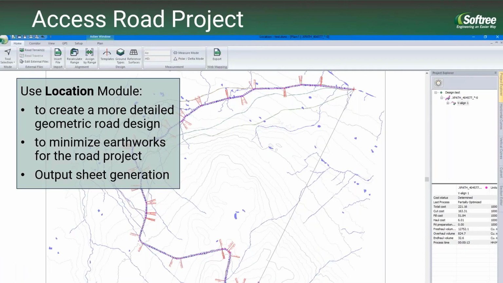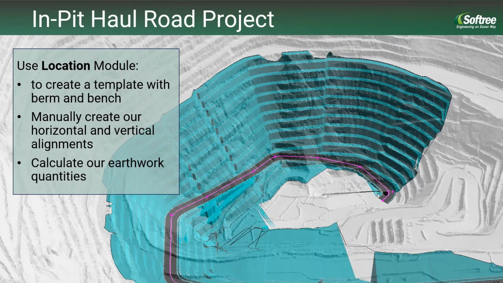So once we figure out where to put our road in the terrain module, we'll head over to locations. That's the other module of RoadEng. And this is where we can very quickly convert that preliminary alignment into a much more detailed, full geometric road design. We've got some tools inside of here where we can further minimize the earthworks for the road project. And with a few clicks of a button, you can actually generate output sheets. Obviously, you can spend a lot of time customizing those too, but output sheet generation is actually a pretty plug and play templated experience. Okay, so that was the first project.